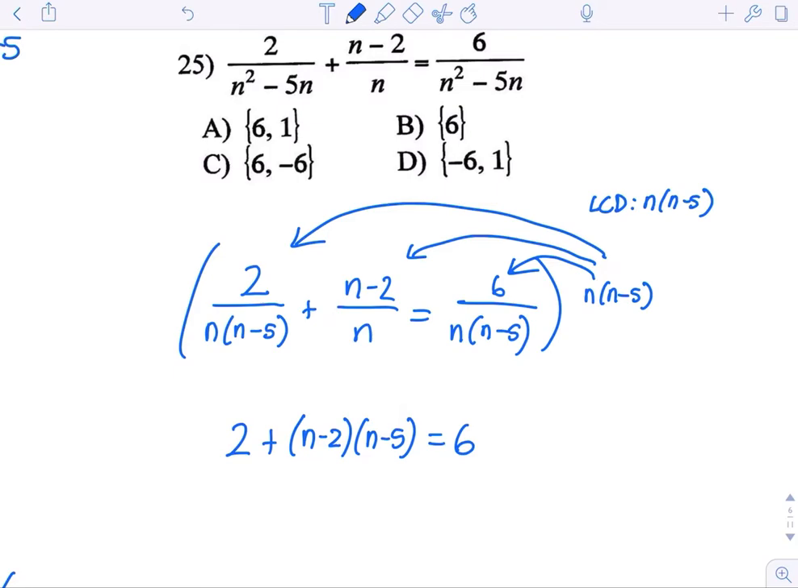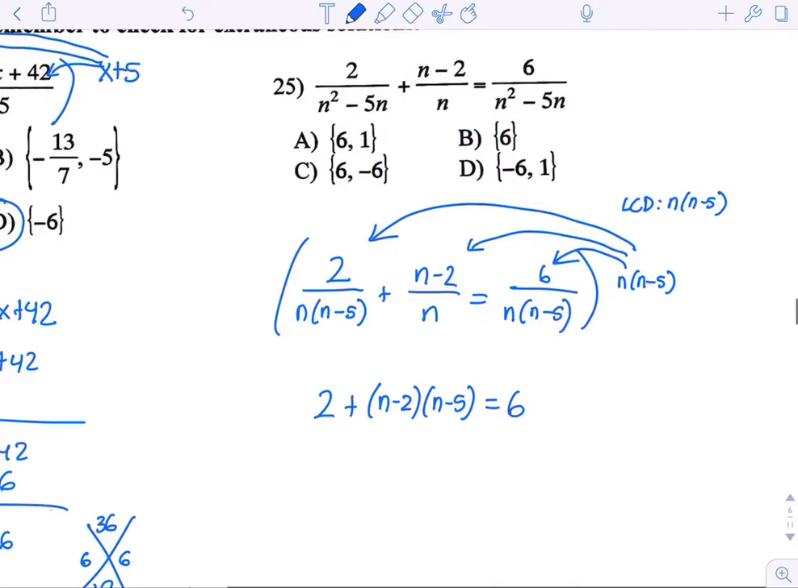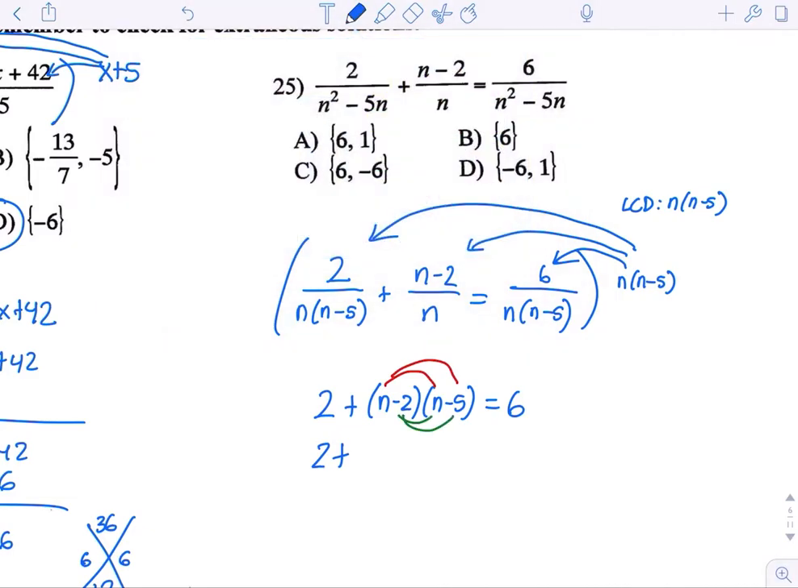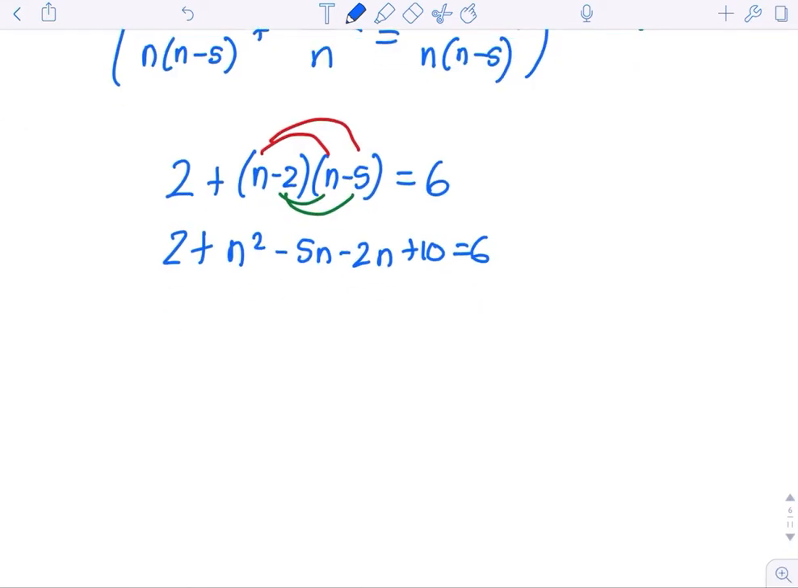And then from here, you guys just set it equal to 0 and solve for n. And so we're going to get 2 plus, distribute, right? We got to distribute this. n times n is n squared, n times negative 5 is negative 5n, negative 2 times n is negative 2n, negative 2 times negative 5 is plus 10, is equal to 6. So we're going to get n squared minus 7n plus 12 is equal to 6. I just combined 2 and 10 to get 12, and these two combined give you negative 7n.